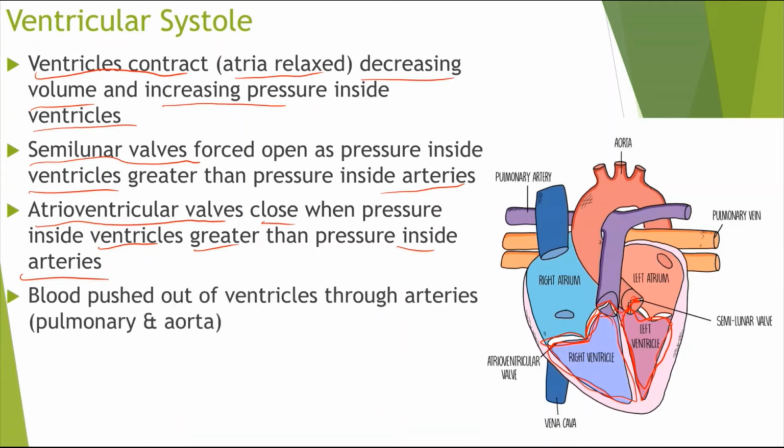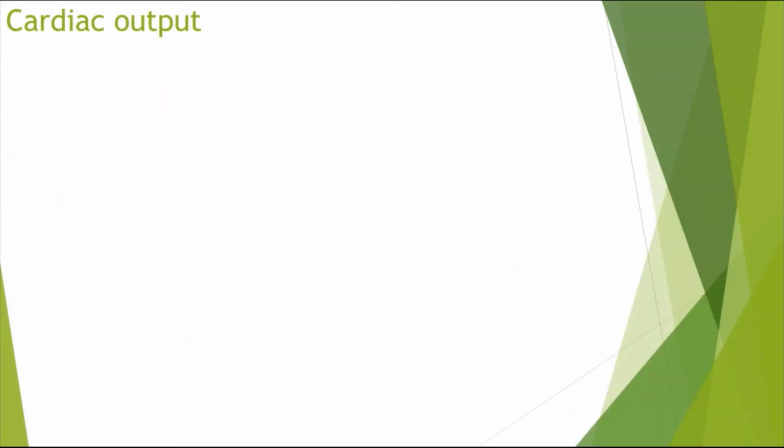And because of this, the blood would be pushed out of the ventricles through the artery. So the arteries, we're talking about the pulmonary artery and the aorta, to be passed on to the lungs as well as the body for the aorta. So you need to be aware of the cardiac outputs.